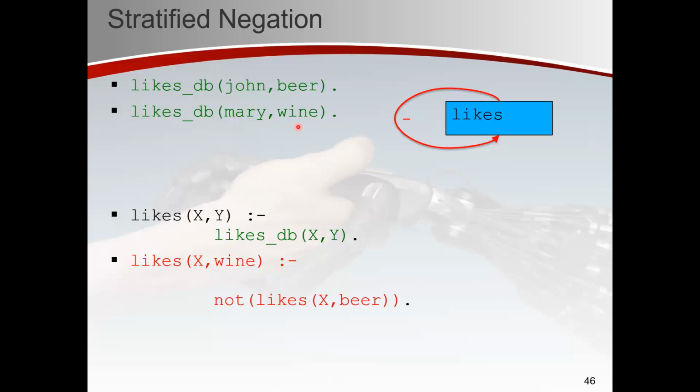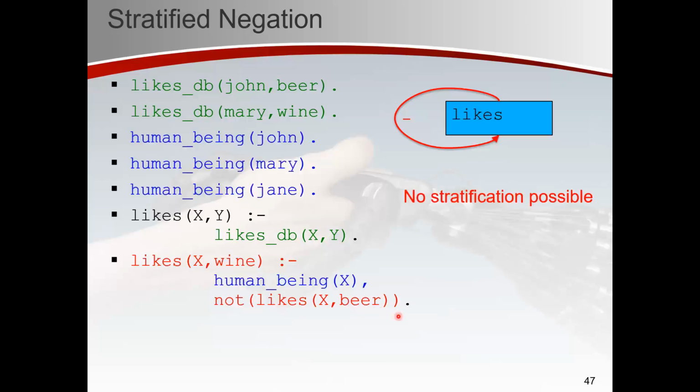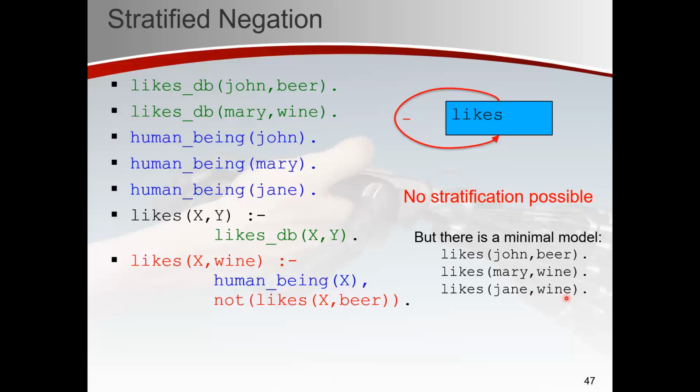And we have the additional thing here that we know that someone likes wine if this person does not like beer. We need some kind of additional goal here, because the variables have to occur in a non-negated body clause, subgoal. And we have the human being predicate here, fact here, that tells us that John, Mary, and Jane are human beings. And normally we should be able to derive that Jane likes wine because Jane does not like beer.